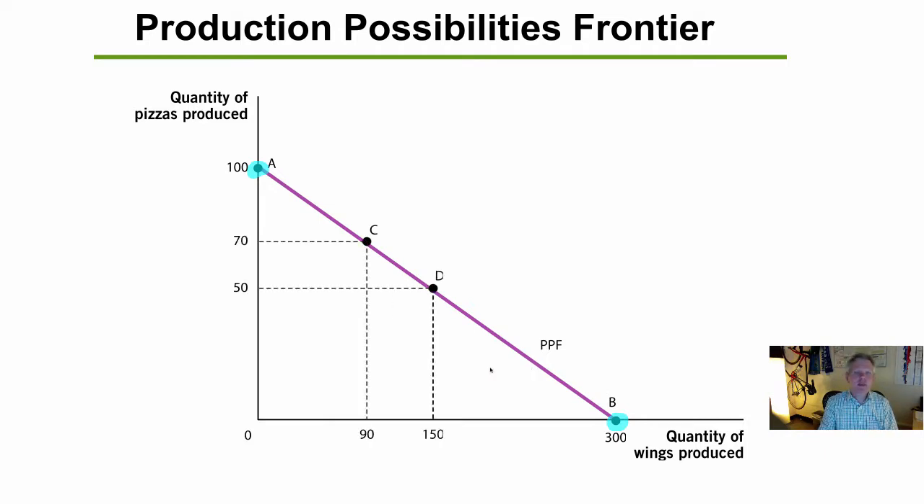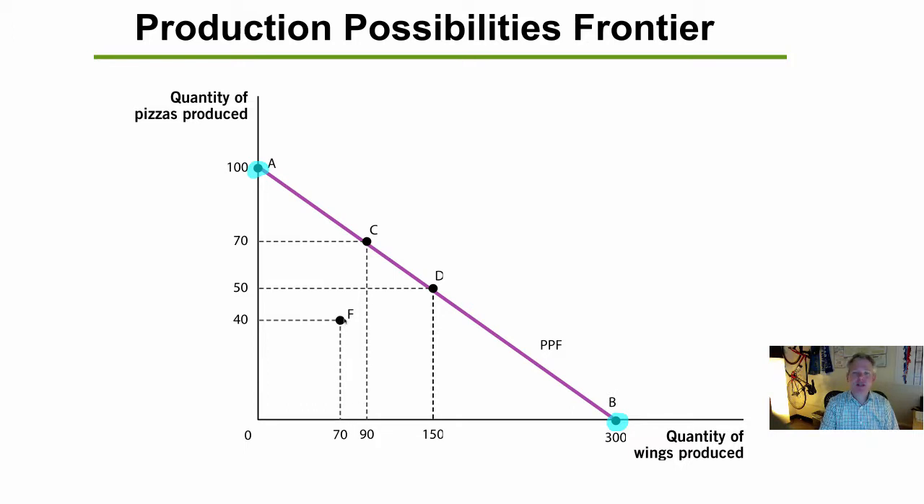All right. So that means two possible combinations that someone could produce are, well, this person could produce 70 pizzas and 90 wings. That's one possibility. They could produce 50 pizzas and 150 wings. That's D. That's another possible level of production with these two goods. Another possibility here is at 40 pizzas and 70 wings, and this is point F.